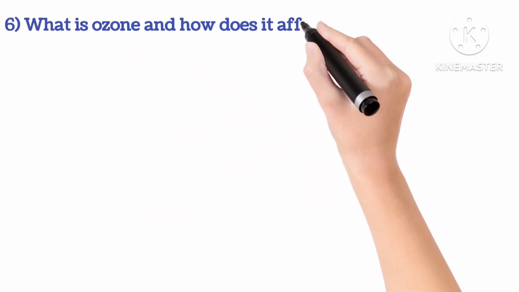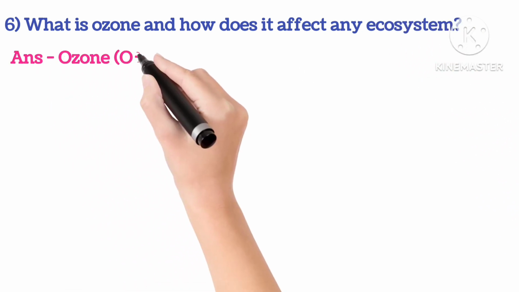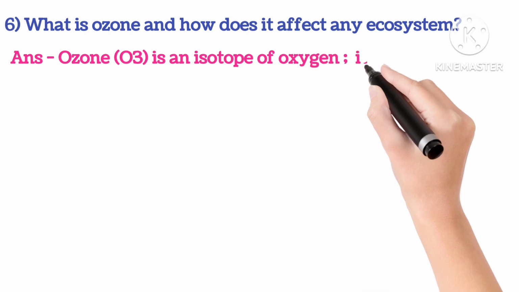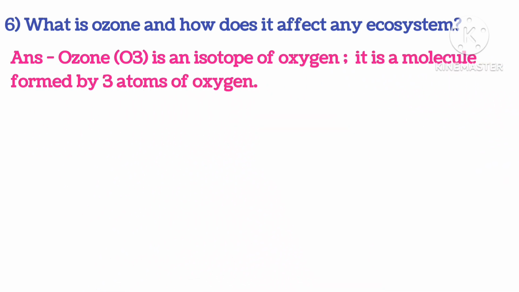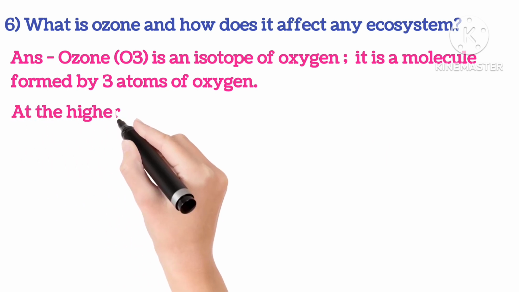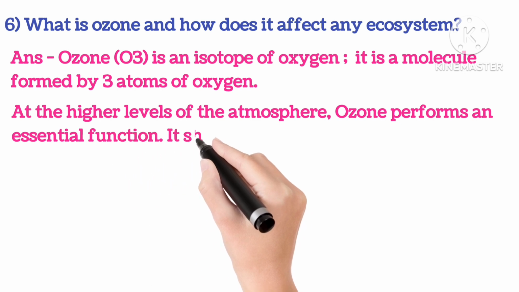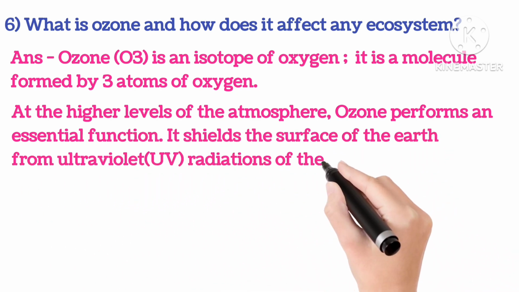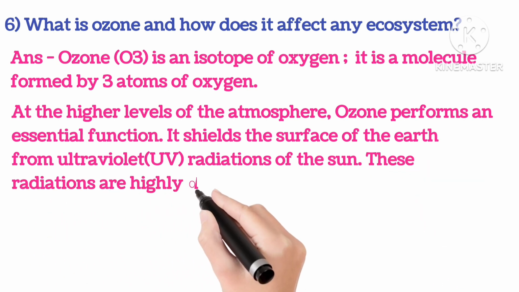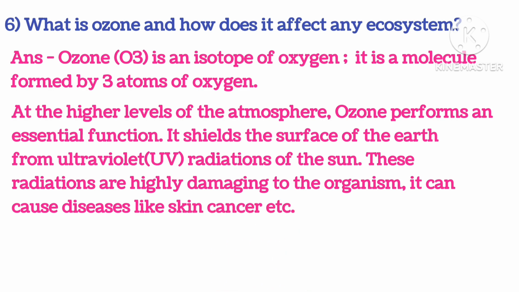Sixth, what is ozone and how does it affect any ecosystem? Ozone is an isotope of oxygen. It is a molecule formed by 3 atoms of oxygen. At the higher levels of atmosphere, ozone performs an essential function. It shields the surface of the earth from ultraviolet radiation of the sun. These radiations are highly damaging to the organism. It can cause diseases like skin cancer, etc.